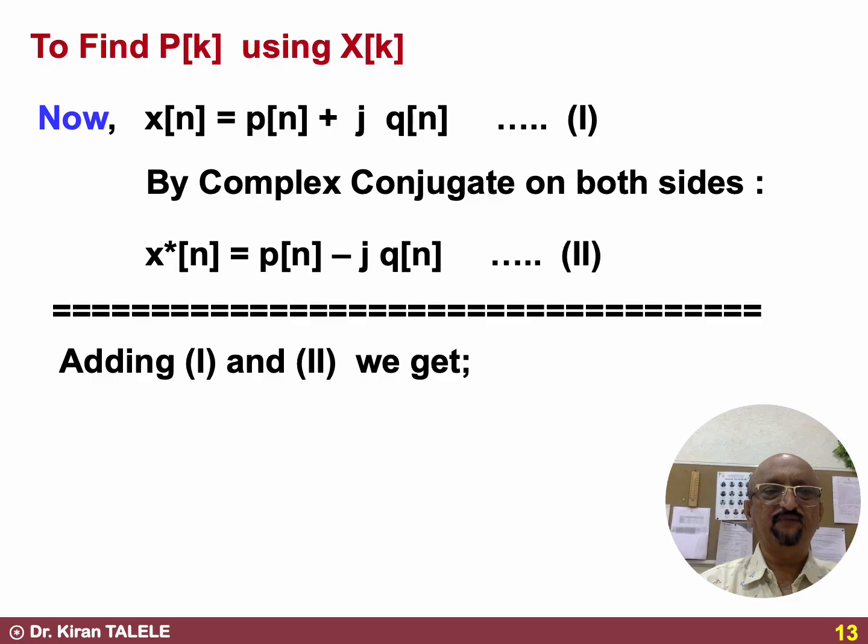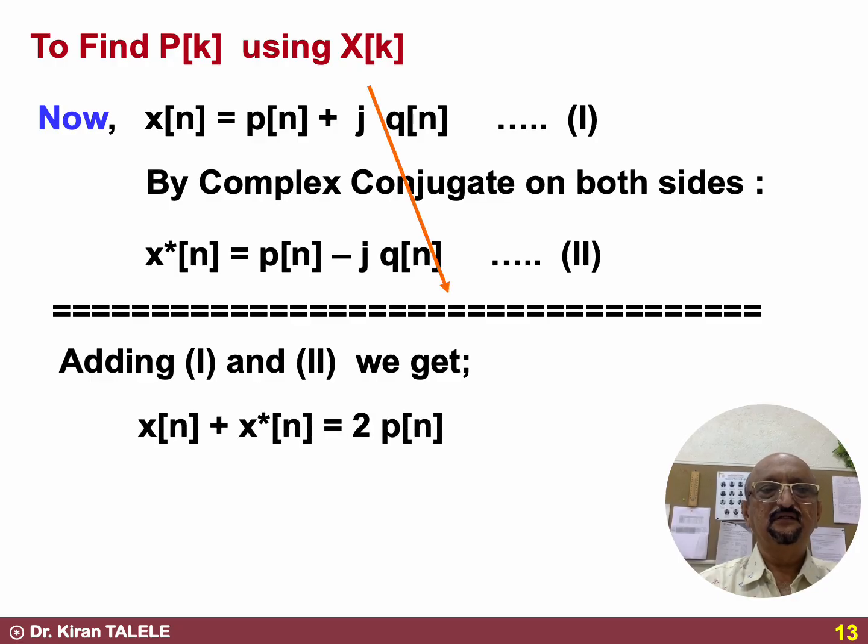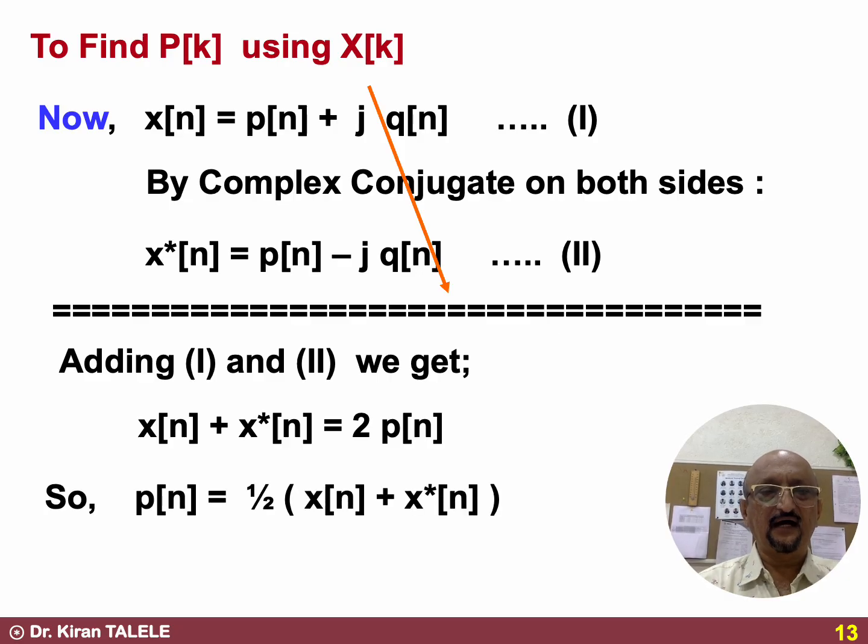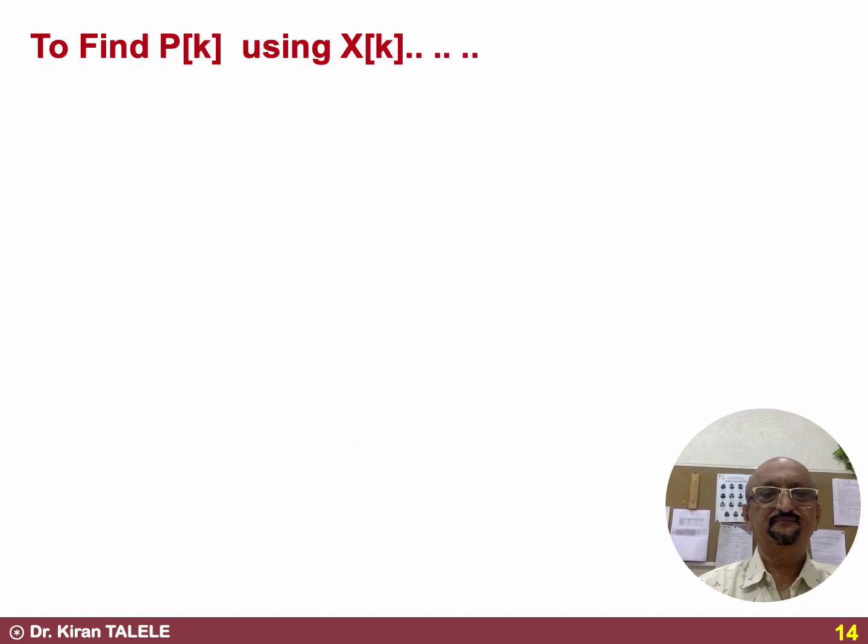By adding this, x of n plus x star of n equals p of n plus p of n, that is 2p of n, and this will get cancelled out. So we can write p of n equals half of x of n plus x star of n. Here we have to apply the scaling property, linearity property, and complex conjugate property.